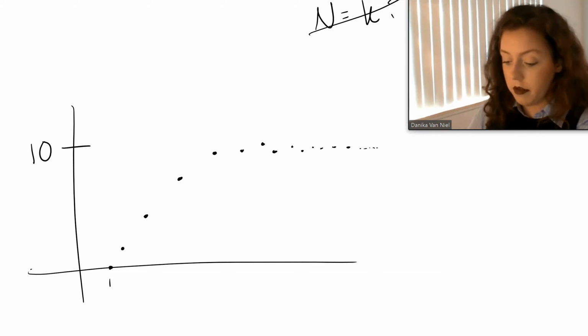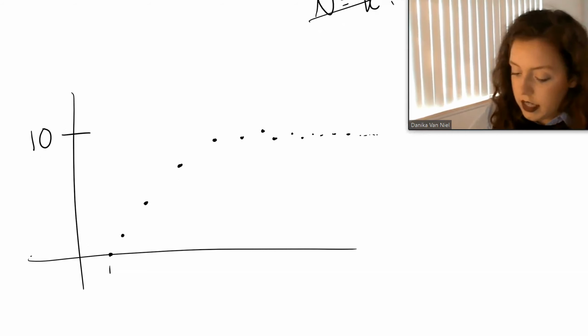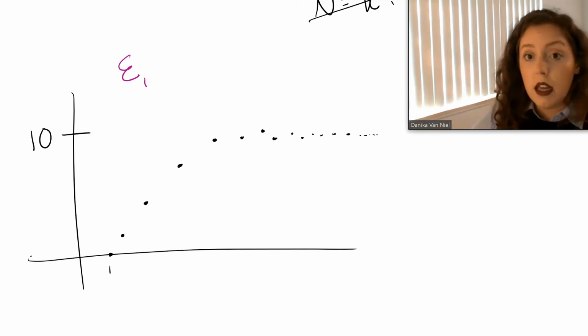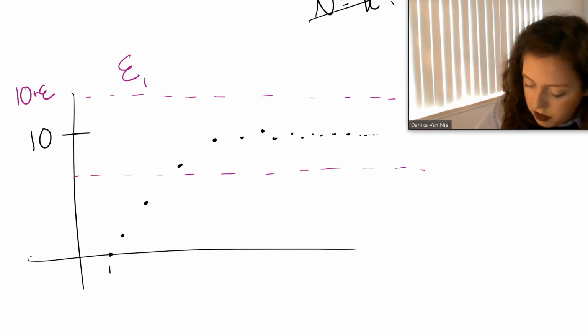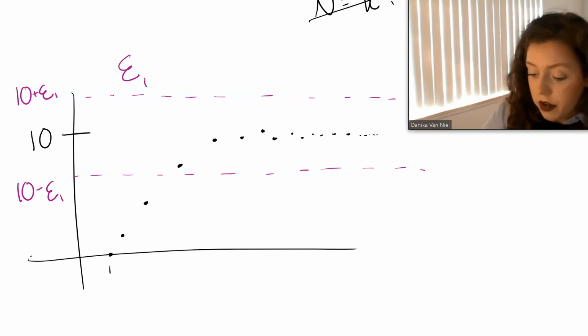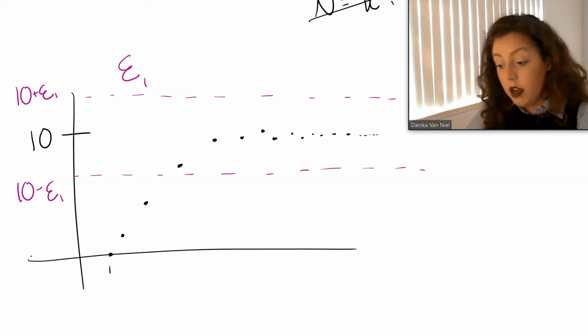Let's choose an epsilon. So let's say that purple epsilon, or epsilon 1 maybe, is kind of a beefy epsilon. Okay, so this is 10 plus epsilon 1. This is 10 minus epsilon 1. Okay, so for epsilon 1, who could we choose as our capital N?